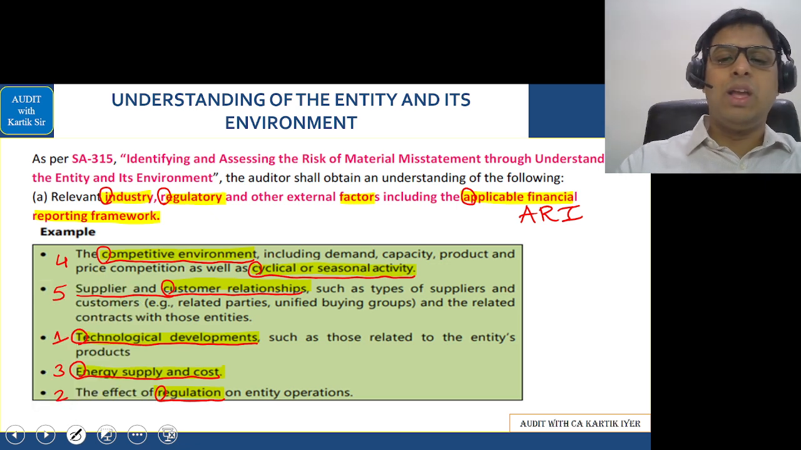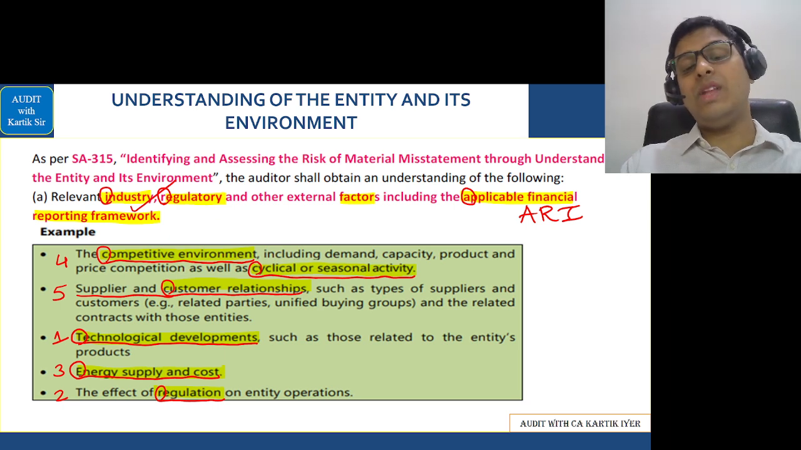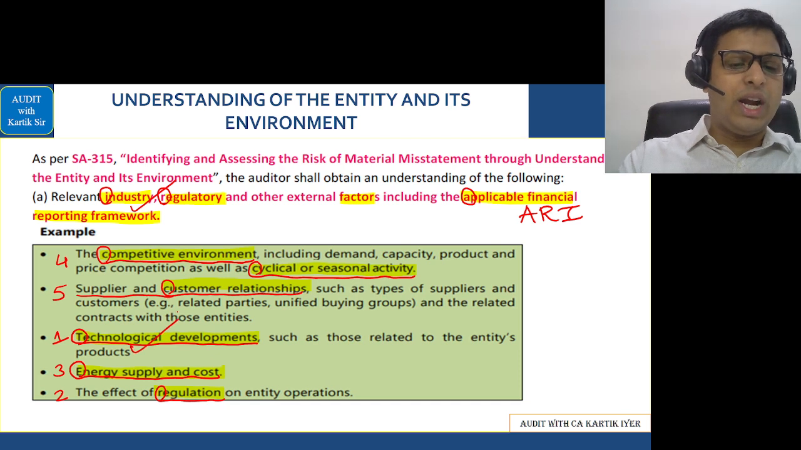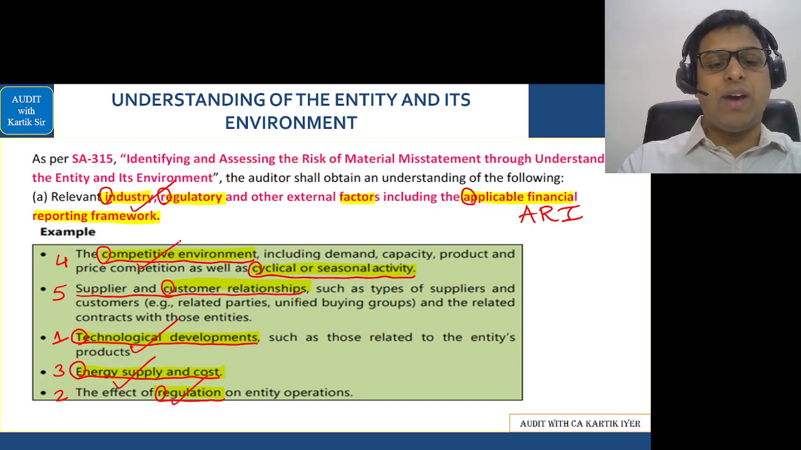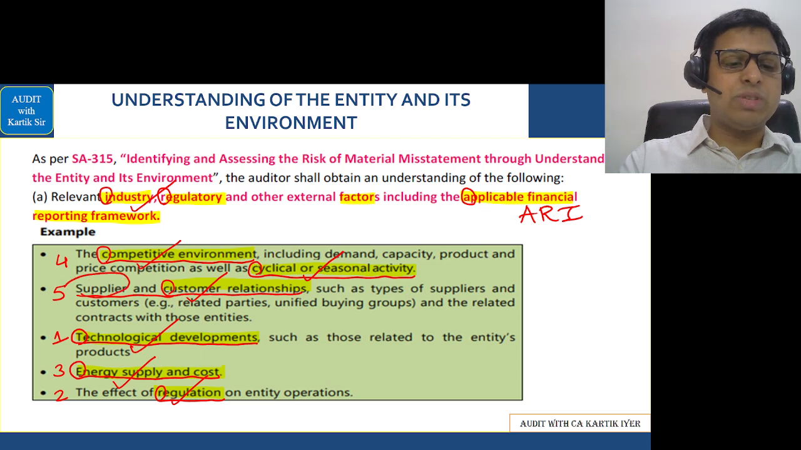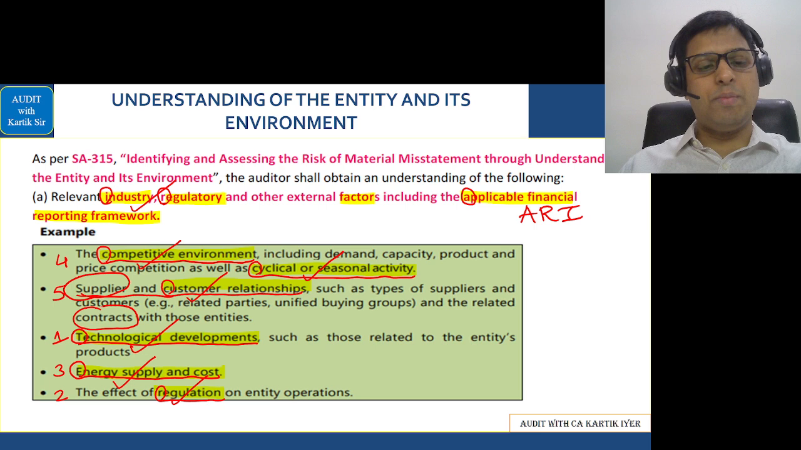Please let's do it. In your regulatory industry factor, we had seen something called as TREC. So TREC was in relation to technological development, regulation, energy supply and cost, competitive environment, cyclical or seasonal activity, and finally customer supplier relationships. And we are mainly checking the contracts. Correct? Remember the chart BD1A chart.